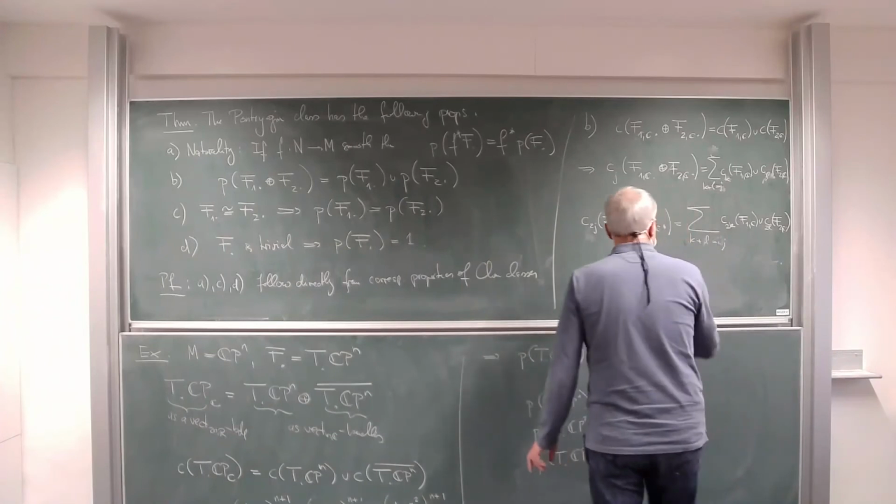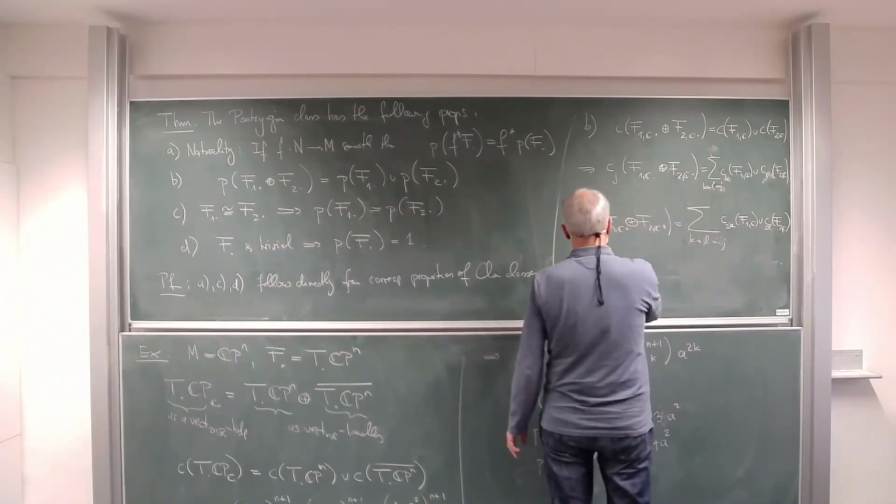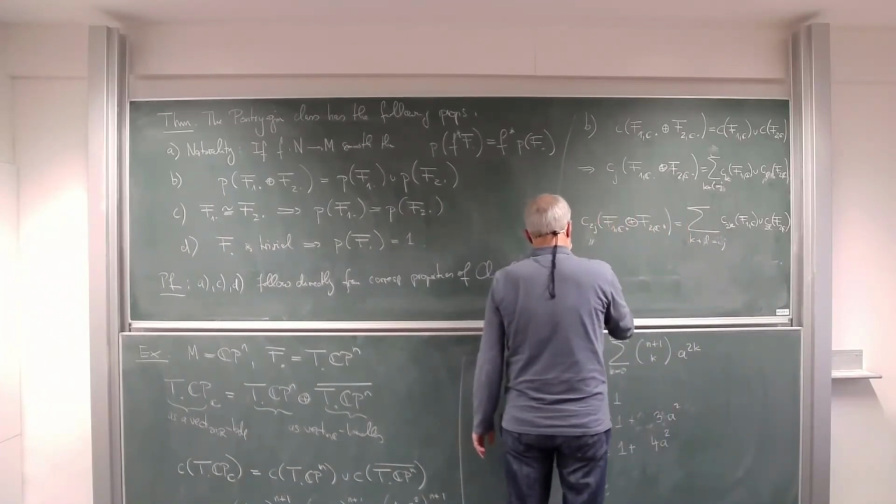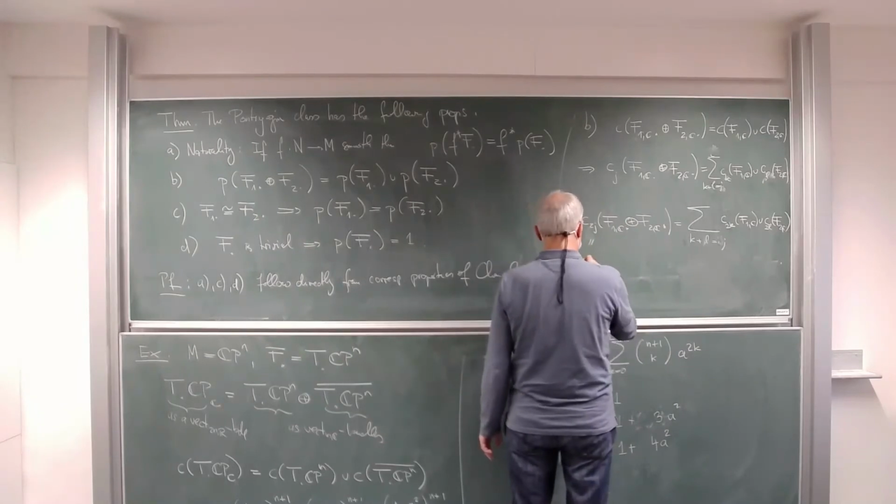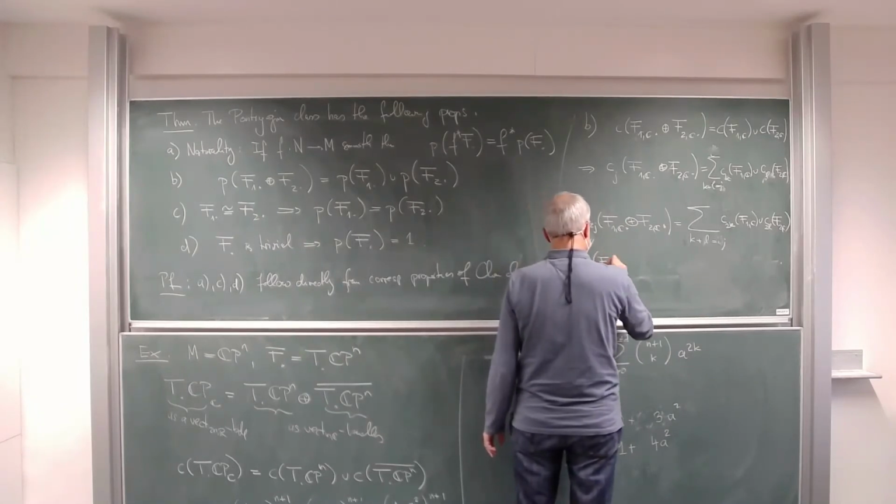Good. And now, we know that this is the same thing as minus 1 to the jth power of the corresponding Pontryagin class, sum.